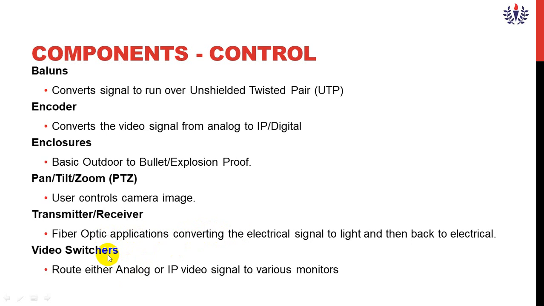Video switchers route either analog or IP video signals to various monitors. So these are the main technical words we use in CCTV cameras: balun, encoder, enclosures, pan tilt zoom, transmitter, receiver, video switchers.